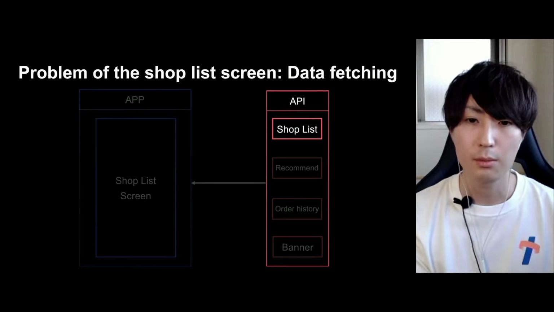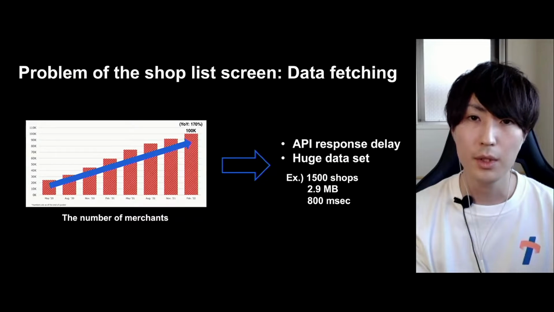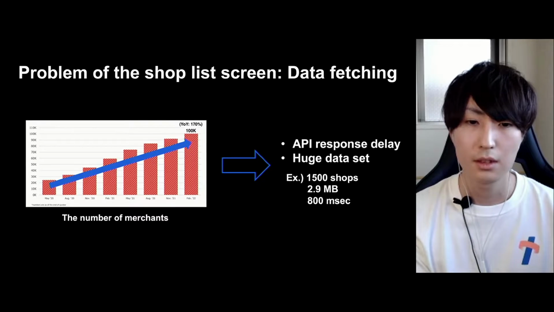Among them, we have a problem with the main API, the store listing API, because this API is designed to retrieve all shop data. But as the service grew, the number of stores, which had been no problem to acquire all at once in the initial stage of the business, increased in an unexpected number, resulting in an increase in data volume and response delays. In areas where there is a lot of shop data, more than 1,500 shops were being acquired at once, and the size of that data was about 2.9 megabytes.